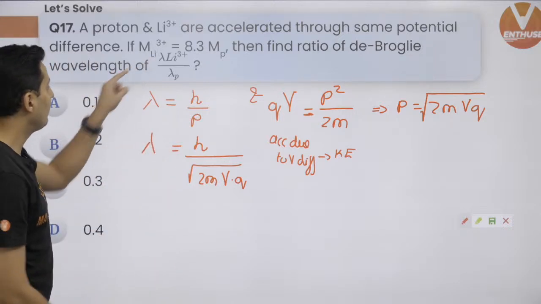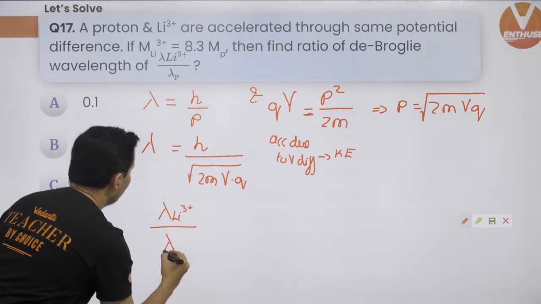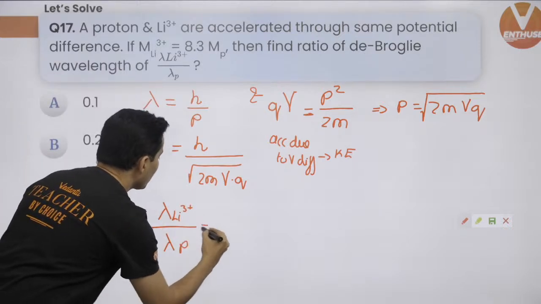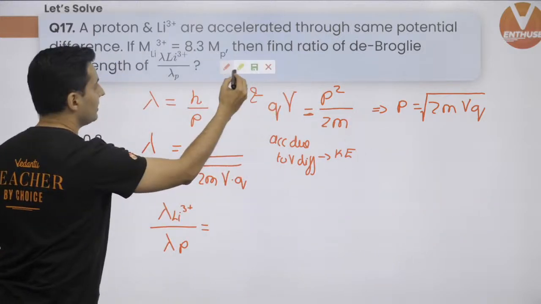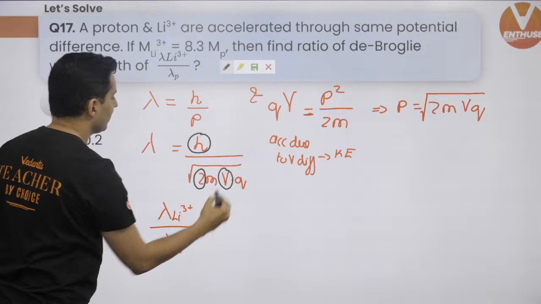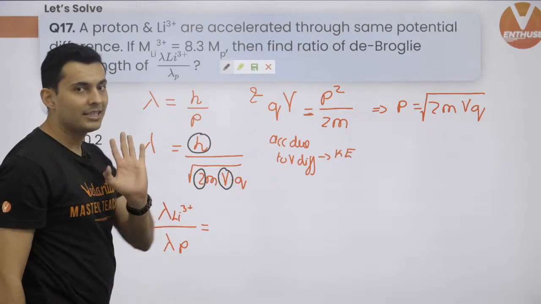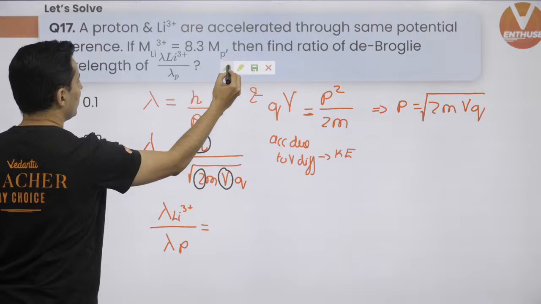Now the question is lambda of lithium 3 plus upon lambda of proton. Now see guys, a lot of things are constants in this. What are all the constants in this? Think. h is a constant, 2 is a constant, voltage is a constant. Only masses and charges are not constants. That's about it, and just put that. That's it, you will get it.